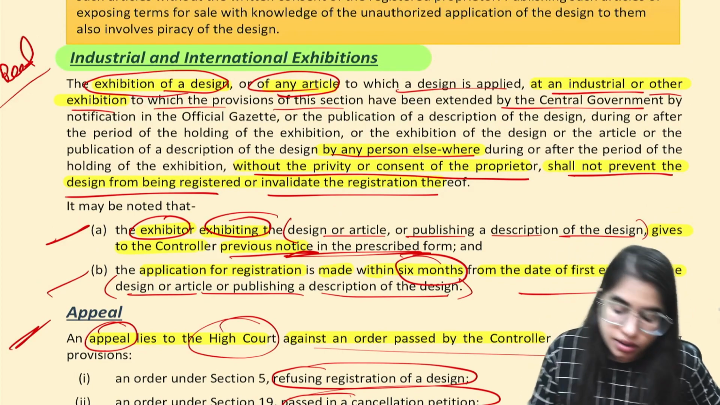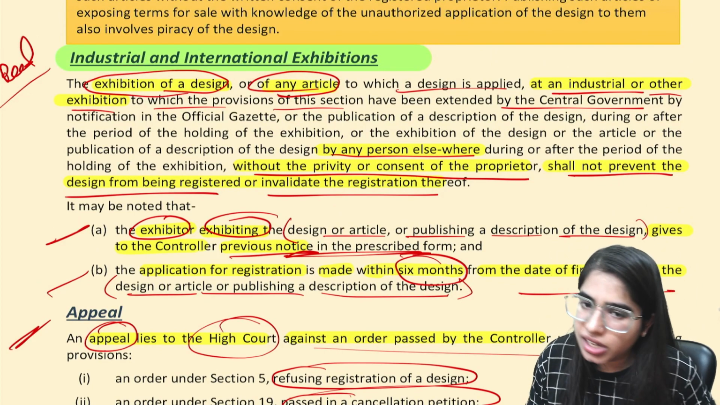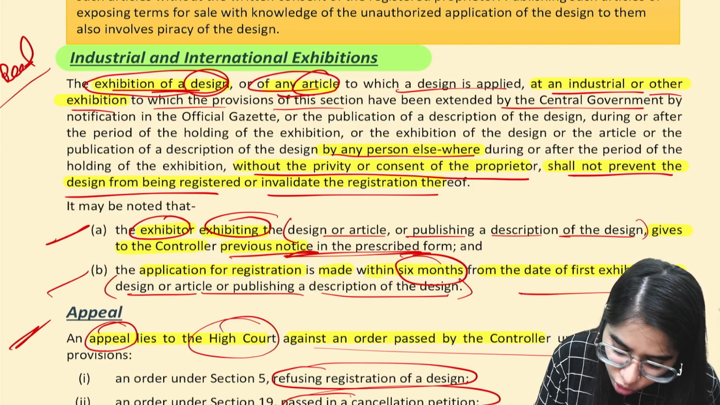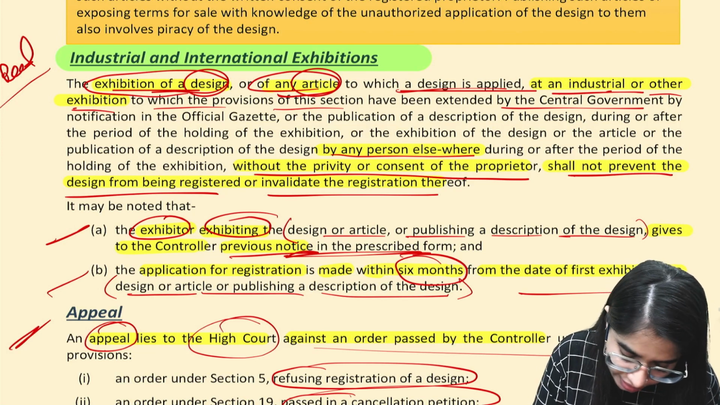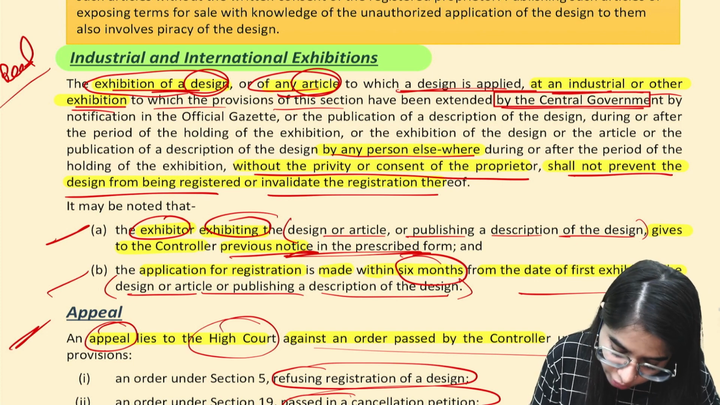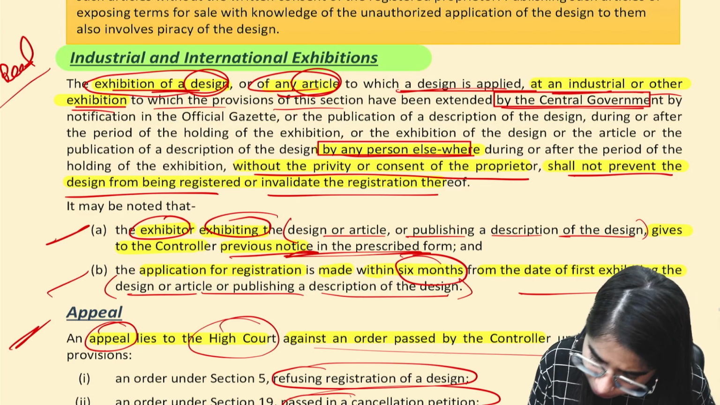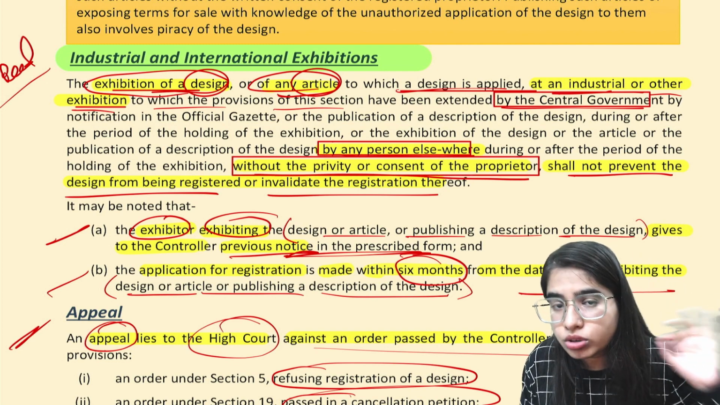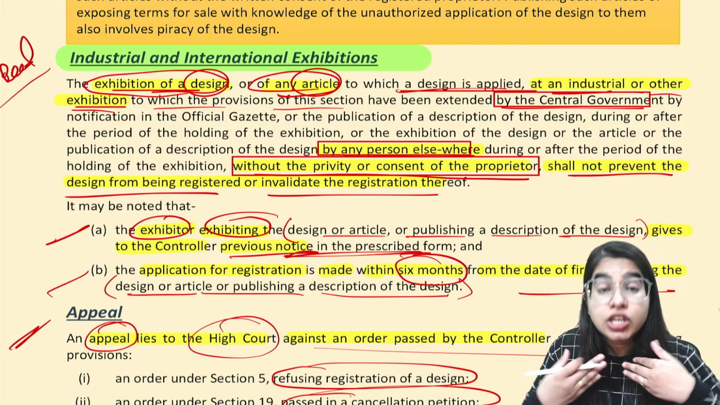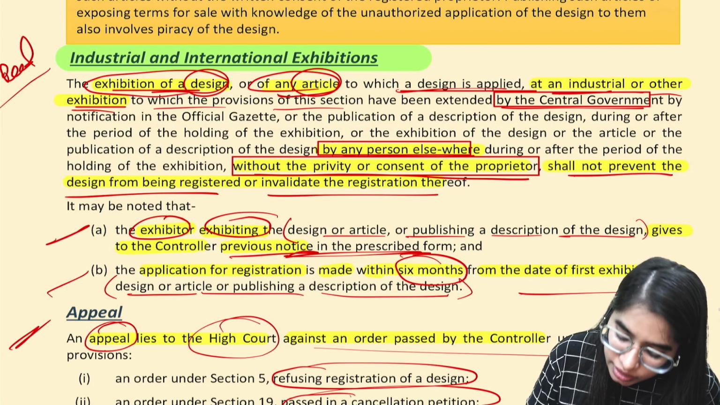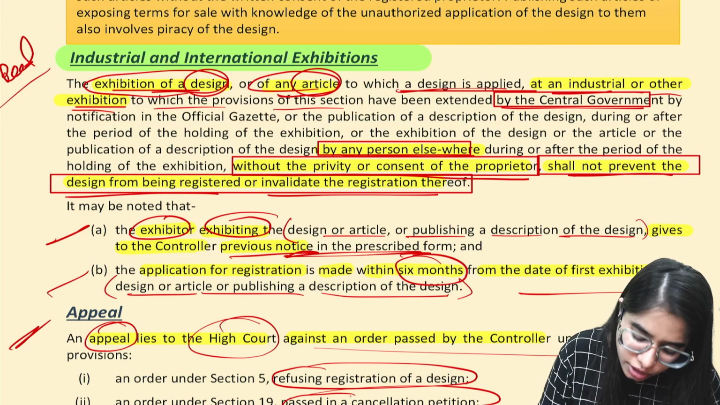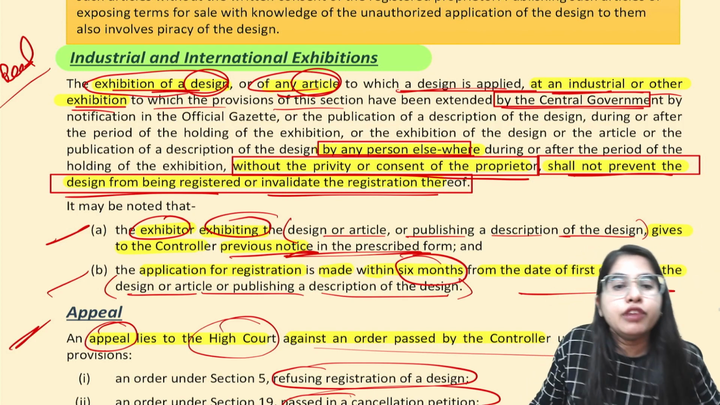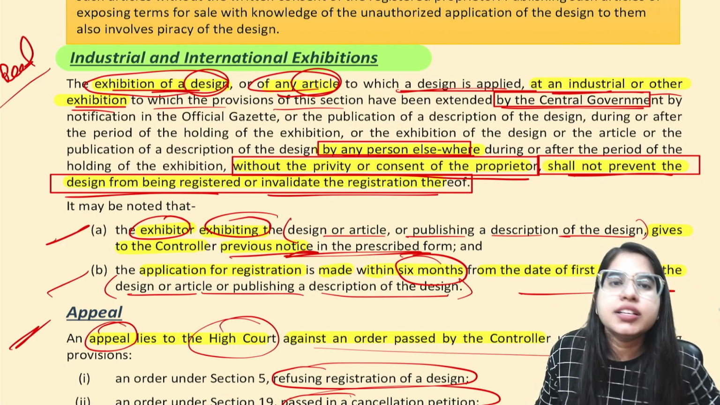Exhibition of design, industrial and international exhibition. Once again, you can read along with me that if there is any exhibition of any design, or the article in which the design is applied, by either central government or by any person elsewhere, without the consent or permission of the proprietor, the real person who made the design, it will not prevent the design from being registered or invalidate the registration. It will not invalidate the registration if it is already done, and if registration is not done, then it cannot prevent the design from getting registered.